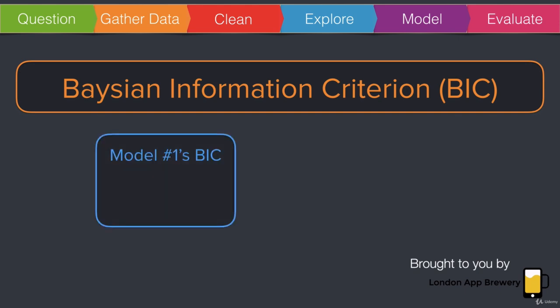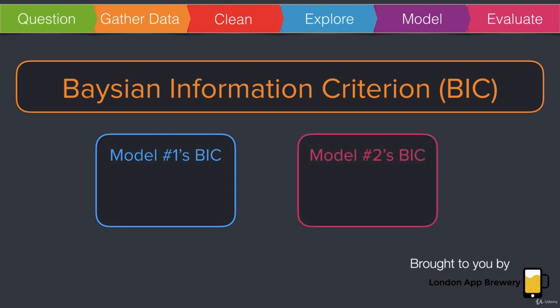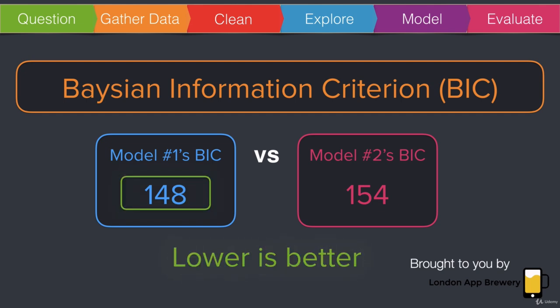So what you end up doing is you run a regression with model number 1, and then you run a regression with model number 2. Now, model number 1 might have a BIC value of 148, and model number 2 might have a BIC value of 154. The actual number doesn't by itself mean very much. What matters is which one is lower, because all else equal, a lower BIC number is better. So this measure can help you pick between two or more models.